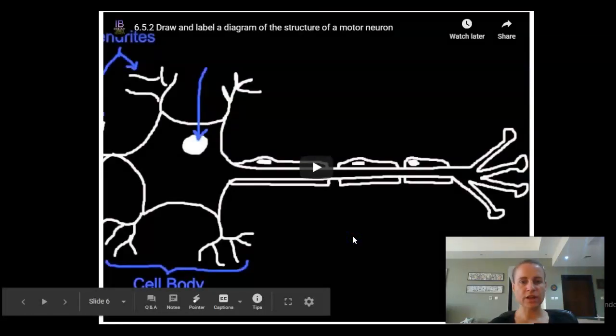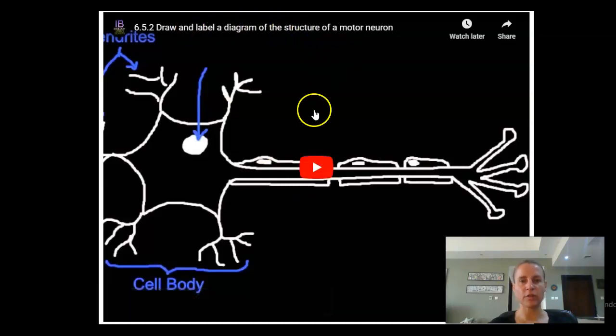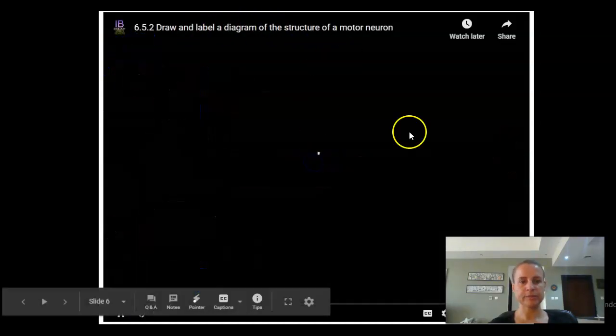Okay, so here's just a video to show you exactly how to draw and label the structure of a motor neuron.